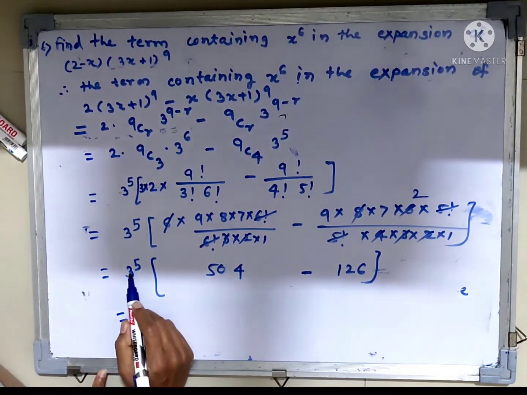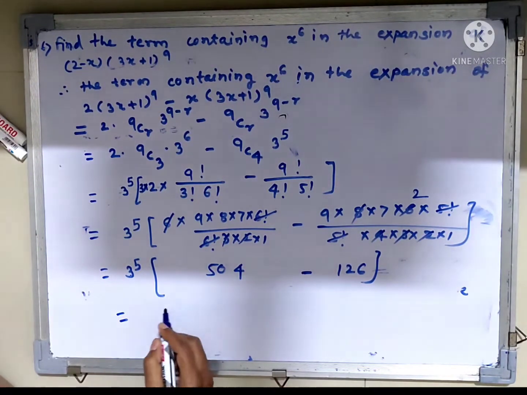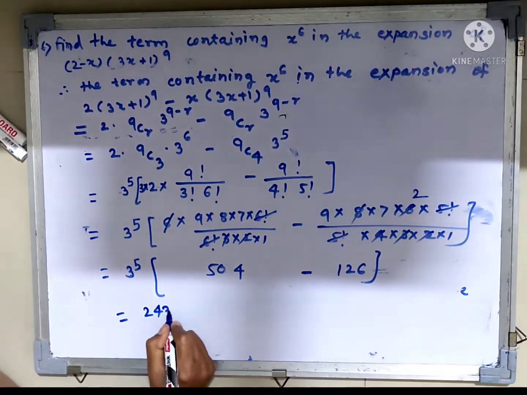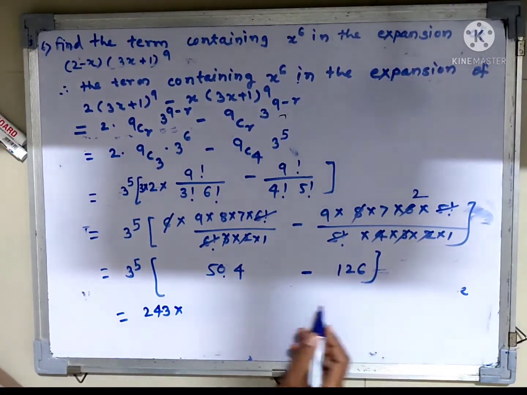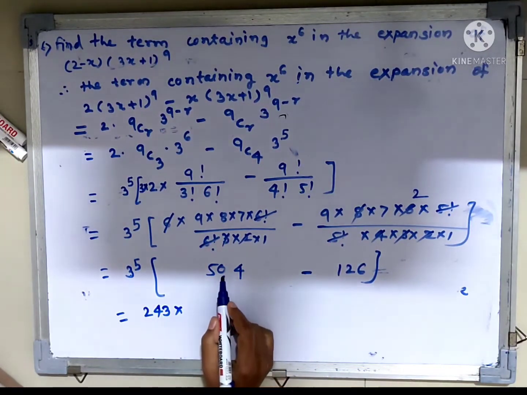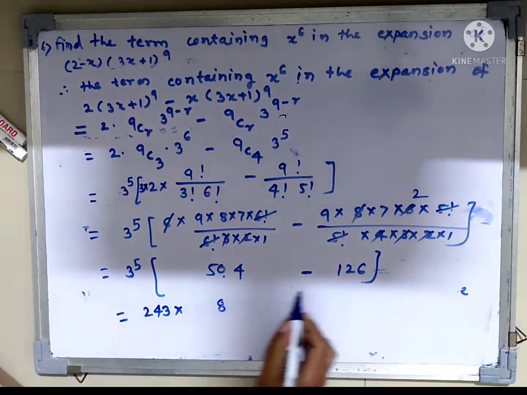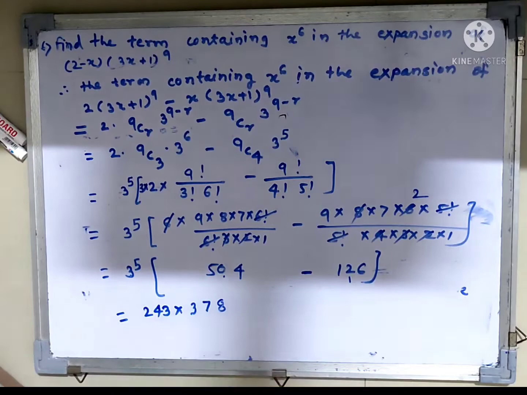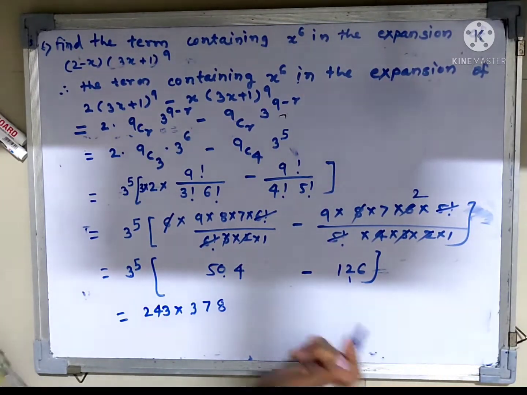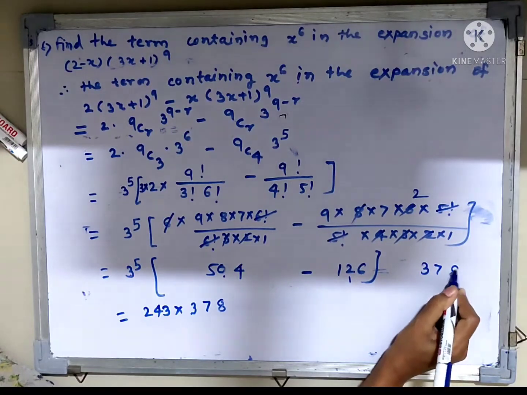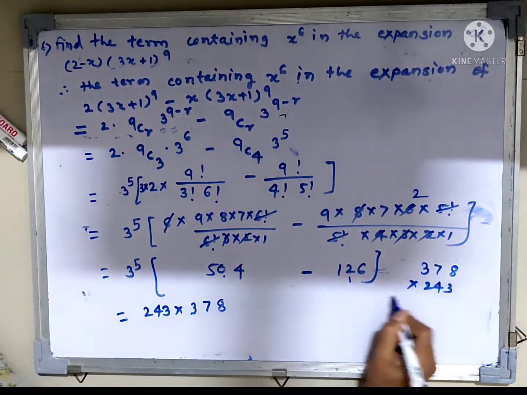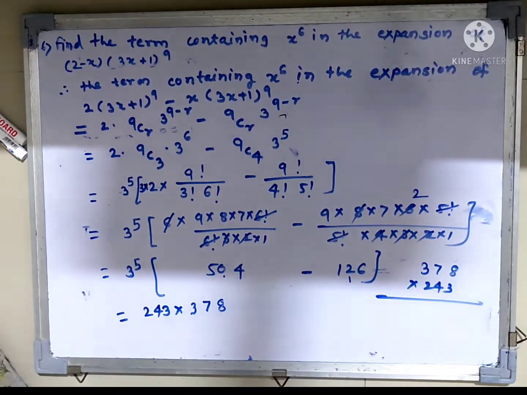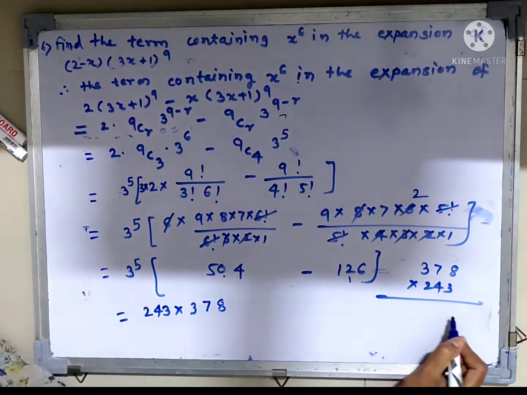And here 3 raised to 5, 3 raised to 5 it is 243 into 504 minus 126. It is 243 into 378. Calculate that. 378 into 243. Okay, do the calculation.